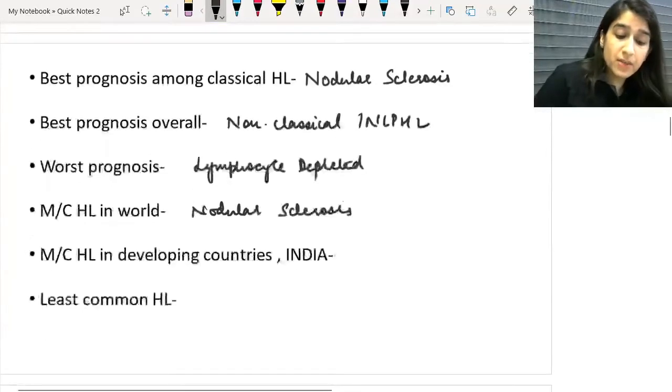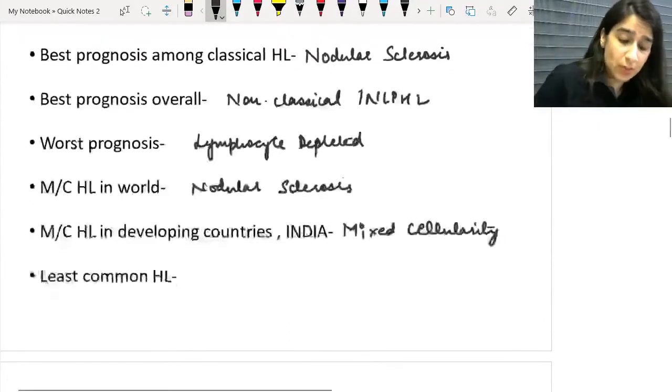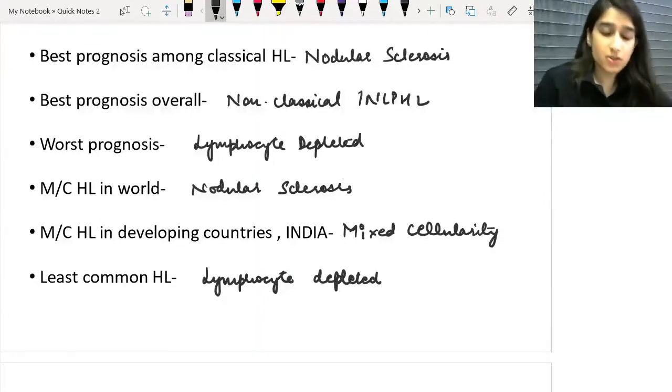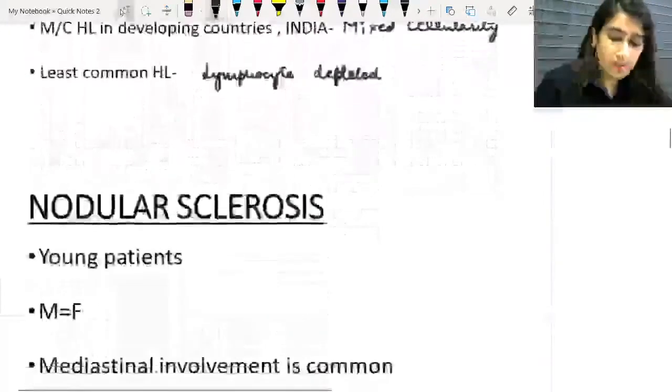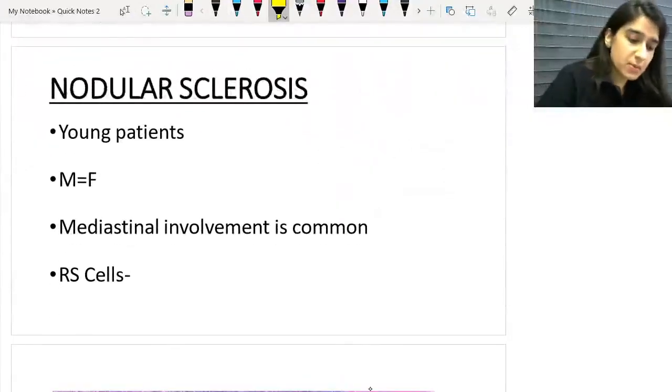And in developing countries like India, which is the most common? Mixed cellularity. Which is the least common? Lymphocyte depleted. Right? Understood? Now we move further. We'll deal with each entity in a little detail. So first we will start with nodular sclerosis.